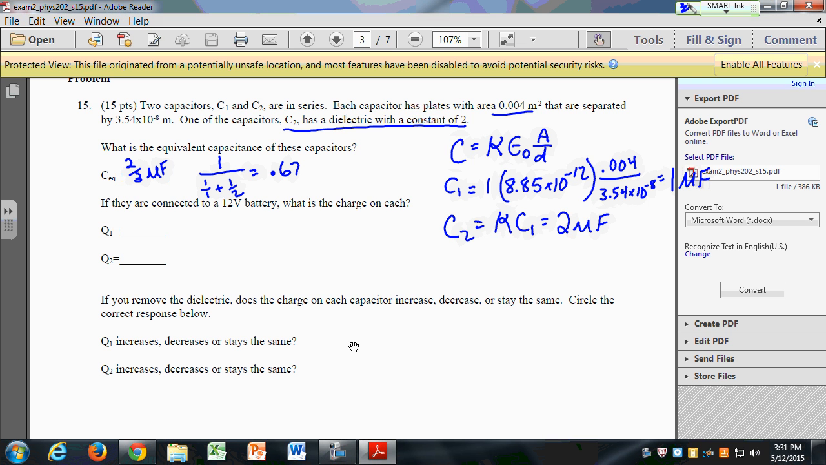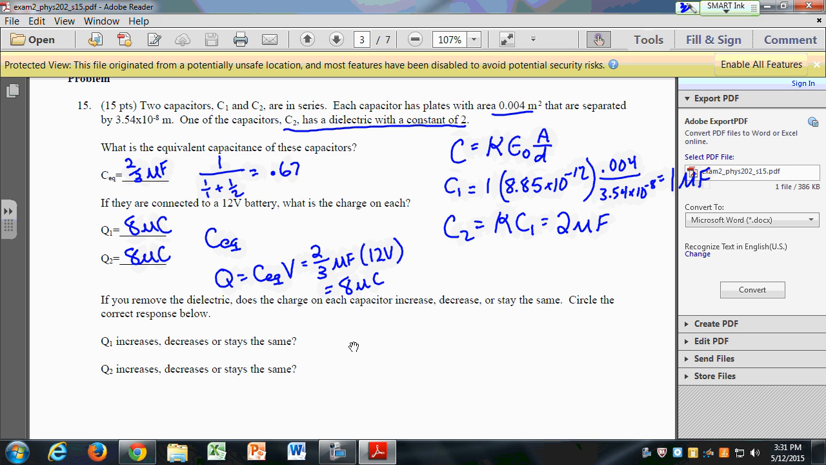All right, you with me? This goes back to the circuit we were doing. The previous circuit we were doing was a similar thing. Here, if I want to know the charge on each, the charge on each is the same as the charge on the equivalent, because capacitors in series have the same charge. So the equivalent capacitance has a charge equal to C equivalent times V, which is 0.67 times 12. That's 2/3 microfarads times 12 volts, which is 8 microcoulombs. Because they're in series, they both have 8 microcoulombs of charge.